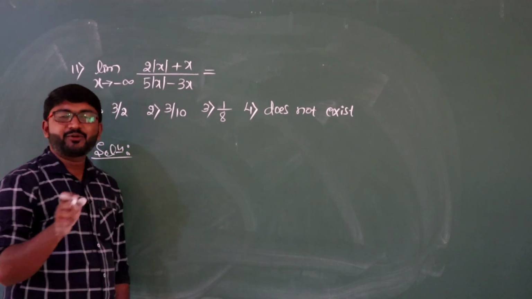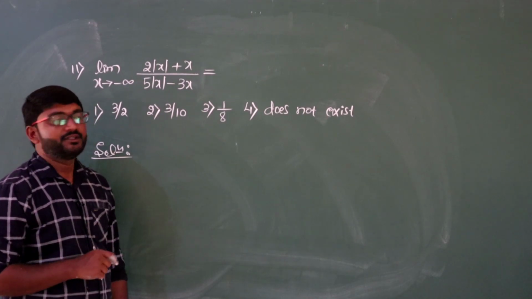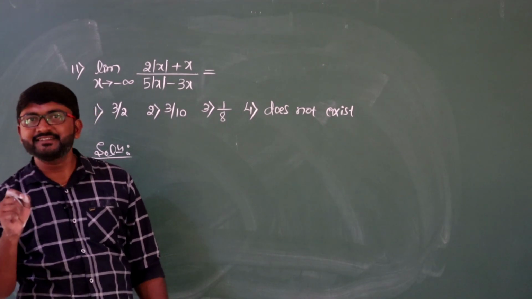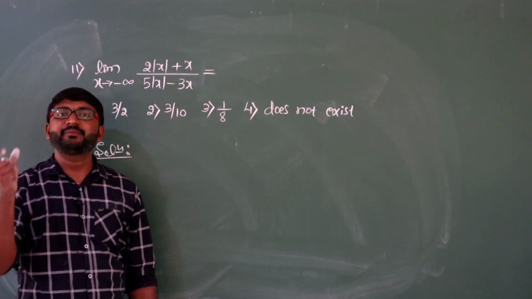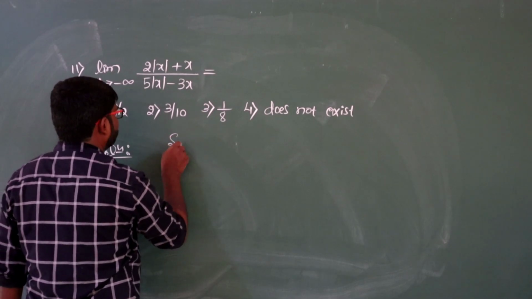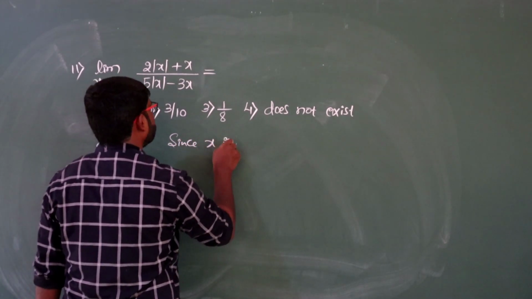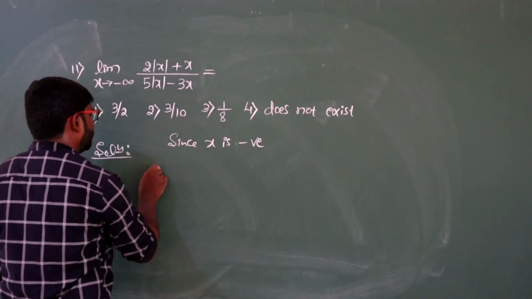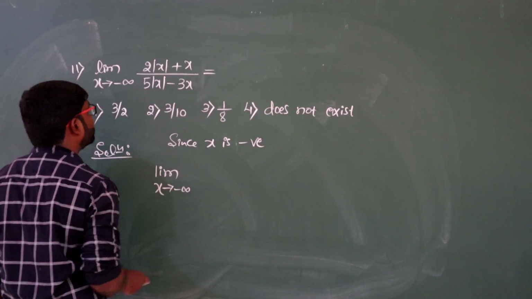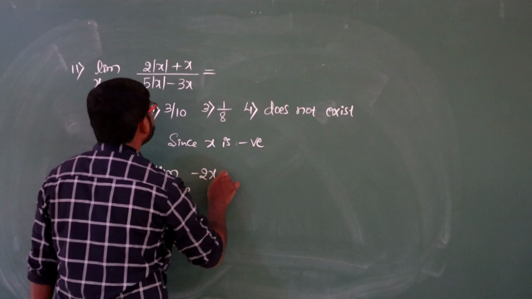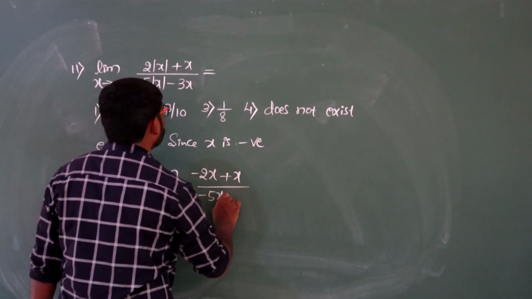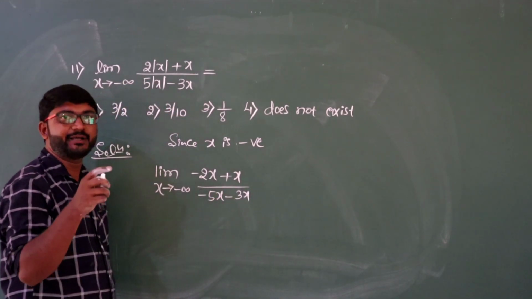Now again we have the modulus of x. So observe the limit x tends to minus infinity, x tends to minus infinity means x is negative here, x less than 0, that means mod x must be replaced by minus x. So since x is negative, we can rewrite this as limit x tends to minus infinity, 2 times minus x plus x divided by minus 5x minus 3x. I am replacing mod x by minus x.